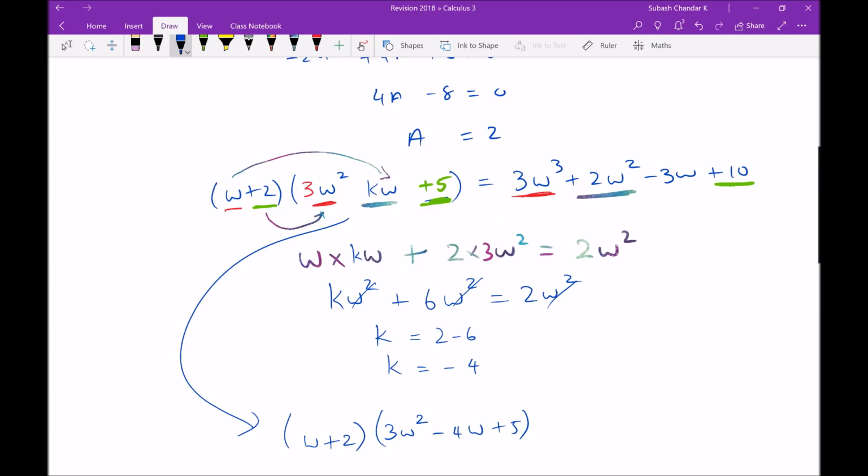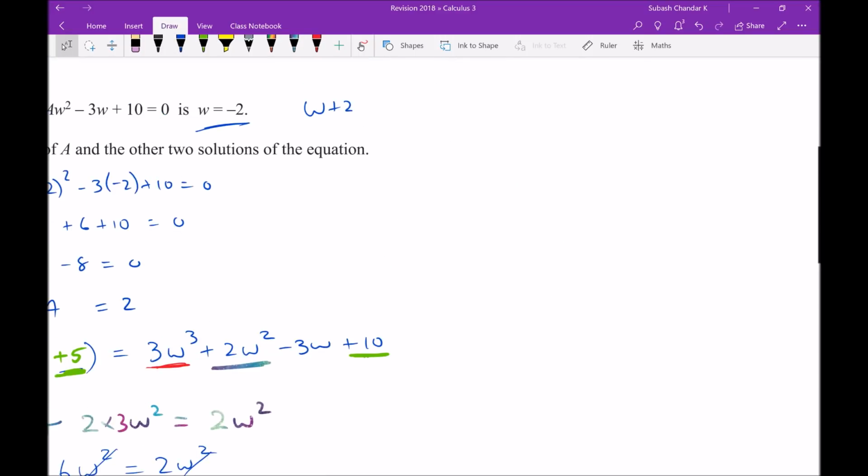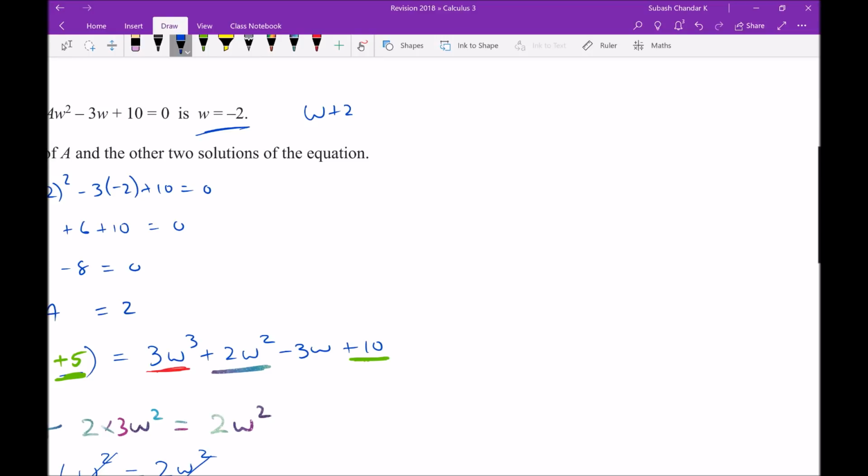Another way of doing it is you could have actually done long division. Because we know that w plus 2 is a factor. We also know that this final answer is going to be 3w cubed plus 2w squared minus 3w plus 10. So I can do this by long division. How many of you are comfortable with long division here? Okay, if you're comfortable with long division, I'm going to show you two different ways of doing it, because I've been playing around with this idea.